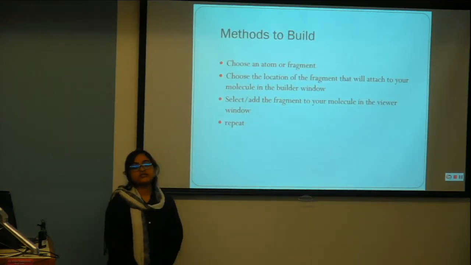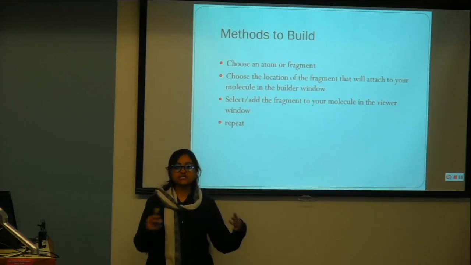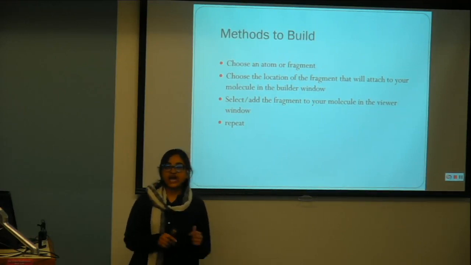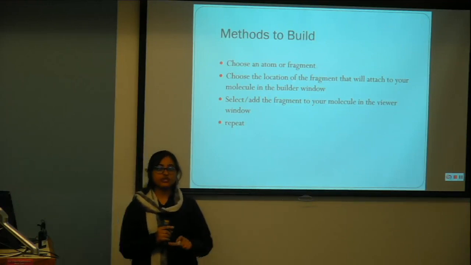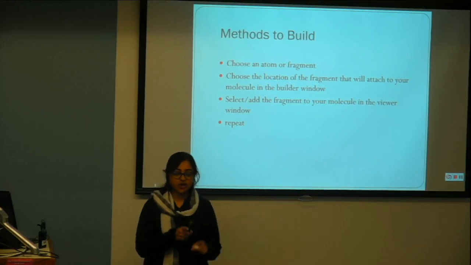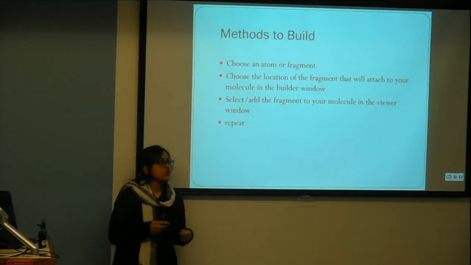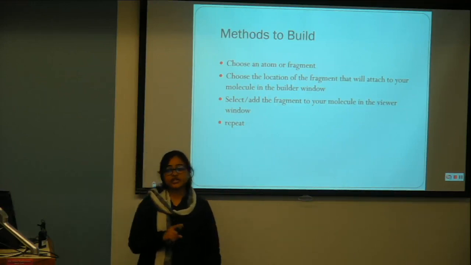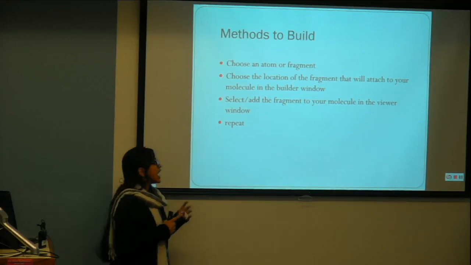Now coming to the methods to build the molecule. First of all, from the builder window, we choose an atom or a fragment and place it into the viewer. Then from the builder window, we take another atom, one single bonded atom or two bonds open, any kind of atom, and we add it to the fragment that we already have in our viewer. In the same process, we build up our molecule. We can repeat it, and we have the molecule that we want.